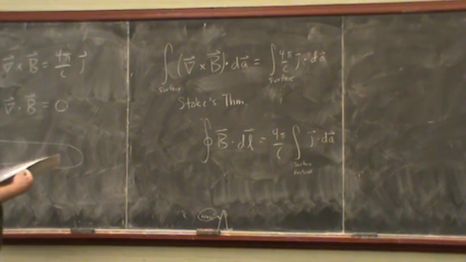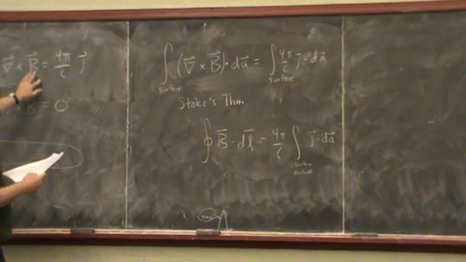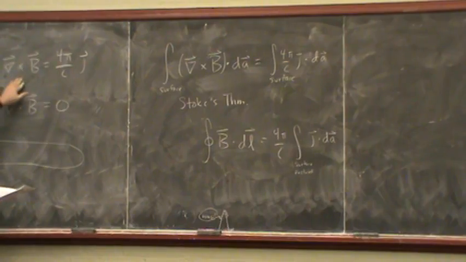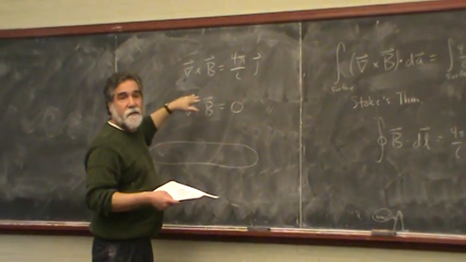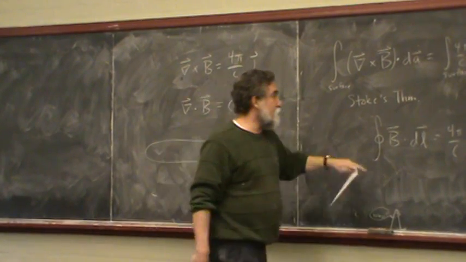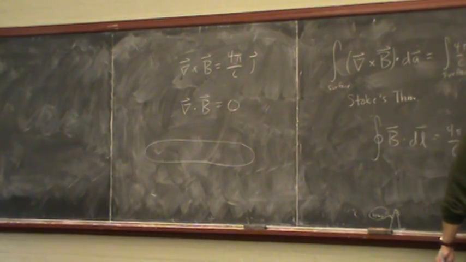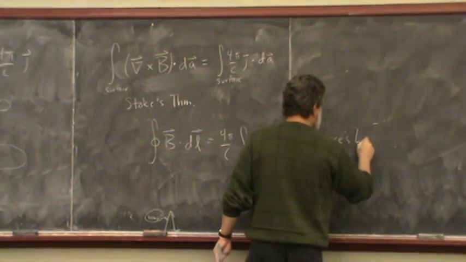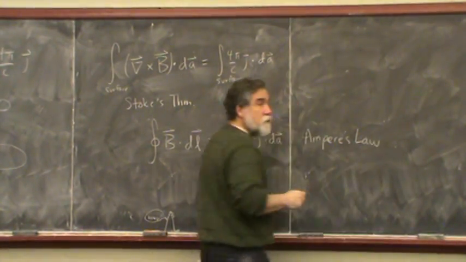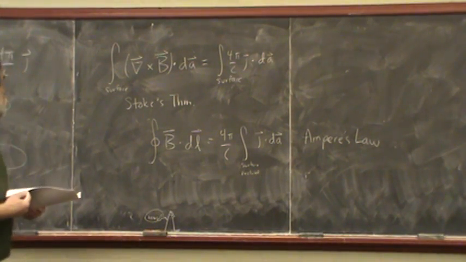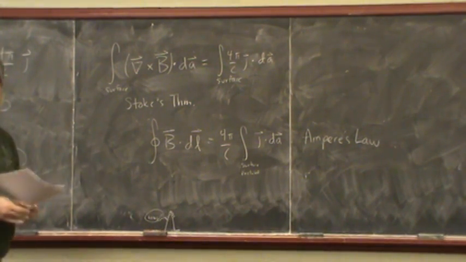And that just comes from this. We integrated both sides over an area, and then we recognized that the curl dotted into the area surface is going to give me the path integral. This here is Ampere's law. That's usually the first thing you learn in physics too, but I consider that it comes from Biot-Savart.